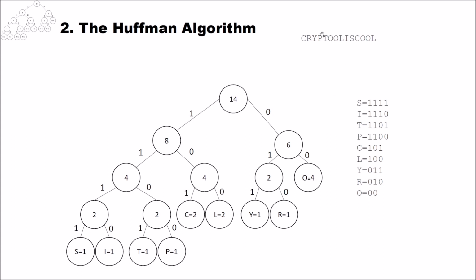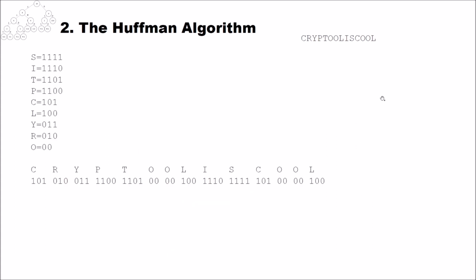How do we now encode CrypTool is cool using our table? We write our table on the left side. We don't need the tree anymore, since we only needed the tree to generate our code words. And now we go through our text. We have here the C. We have a look at our table and we write 101. Then we have our R. This is 010. Our Y, 011, and so on and so forth. Here you can see the O, only 2 bits. O again, 2 bits, and this is how we encode our text using the Huffman encoding.